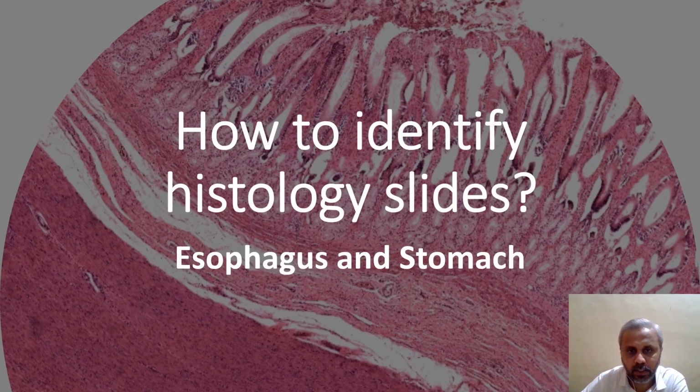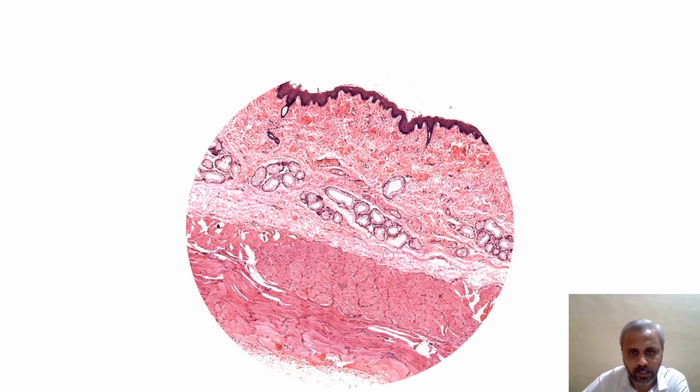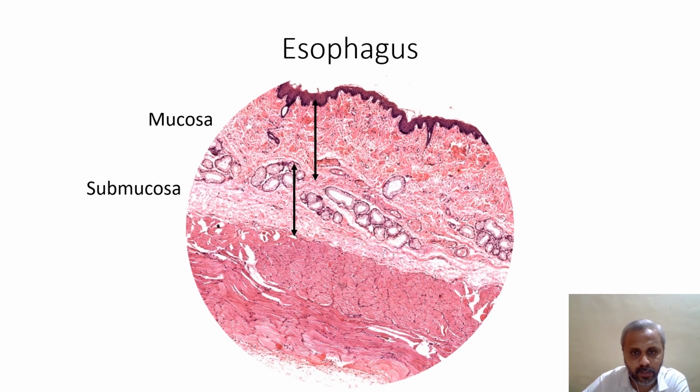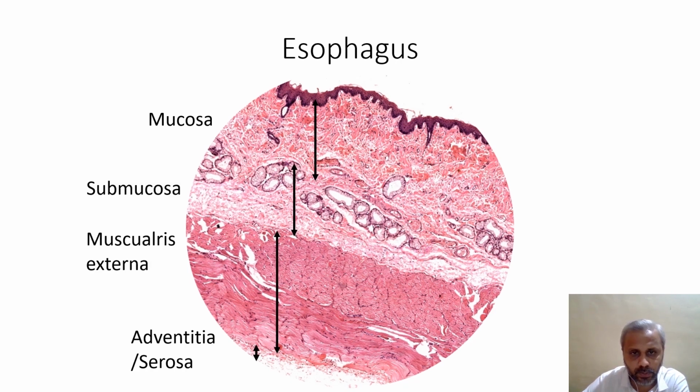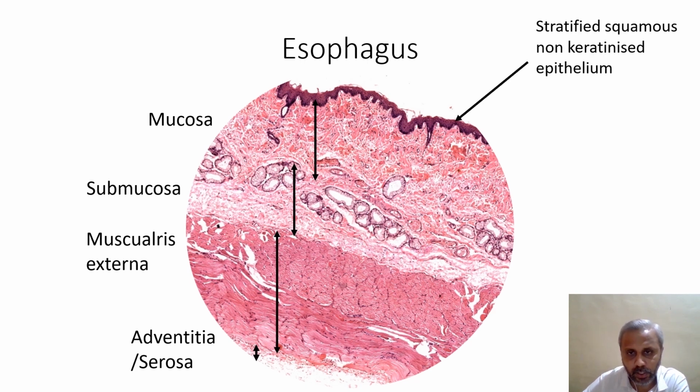Let's learn about how to identify the slides of esophagus and stomach. This is the slide of esophagus. Esophagus has four layers which are arranged from inside outwards as mucosa, submucosa, muscularis externa, adventitia or serosa. Mucosa is lined by stratified squamous non-keratinized epithelium and also contains lamina propria and muscularis mucosa.